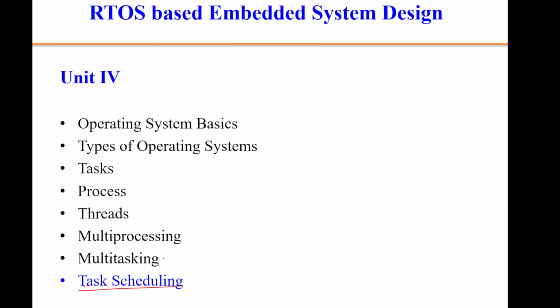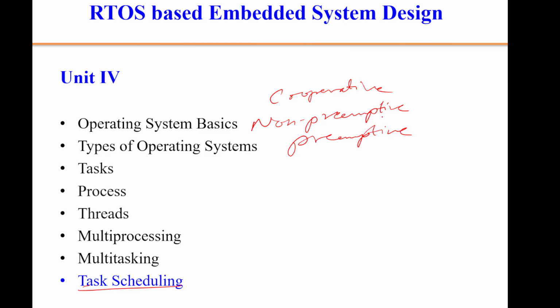In task scheduling, we have different types of scheduling algorithms. One is cooperative, another is non-preemptive, and another one is preemptive. Among these three, we'll be discussing the non-preemptive scheduling, and in the non-preemptive, we will be discussing the FCFS scheduling, that is first come first serve scheduling.